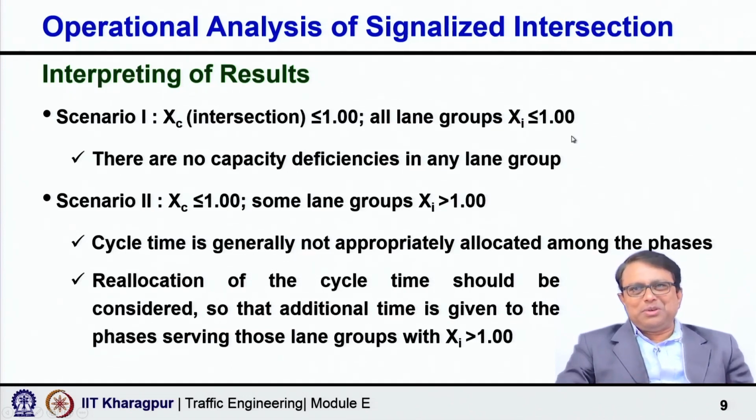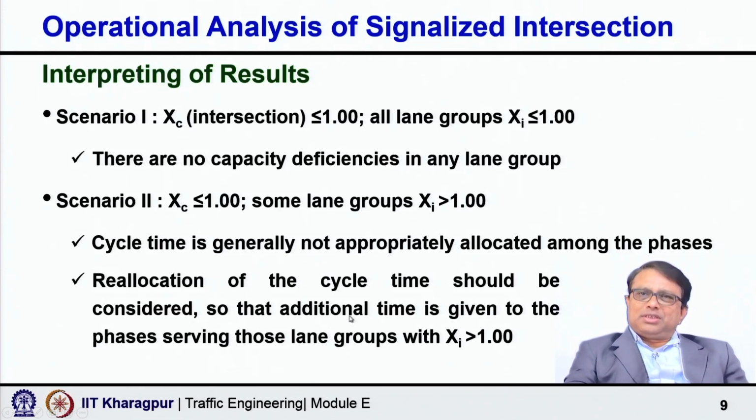There is no problem, then everything is fine, the whole intersection is operating nicely. Of course, we have to see if this xi and xc are all less than 1, but it should not be too much on a lower side, that also we need to check. But as long as it is lower than 1 and maybe 0.8, 0.9 in that range, it should be quite acceptable. So, at least capacity wise there is no issue. So, whatever may be the xc and xi, as long as they are all less than 1, that clearly indicates that there is no capacity deficiency in the lane group.